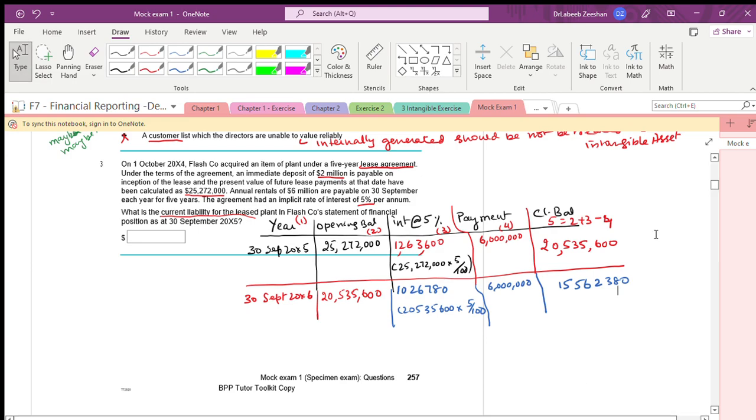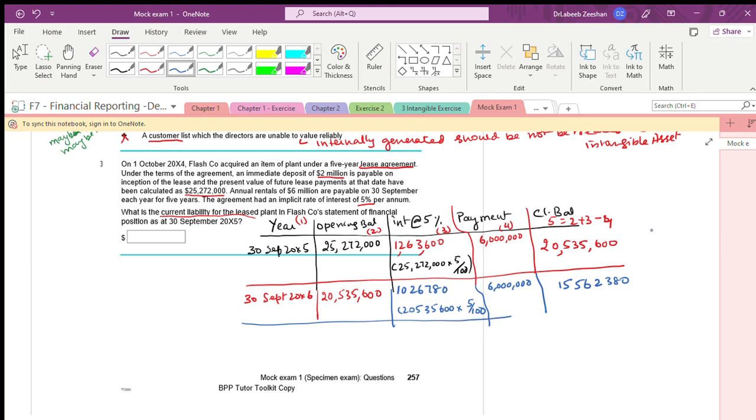Now, what is the current liability here? How much is the current liability? How do we calculate current liability? We will take the difference from the closing balance. How much is the difference?